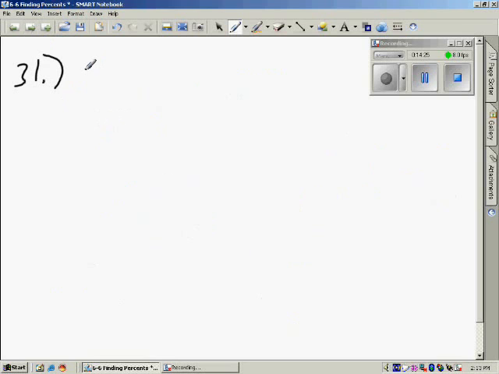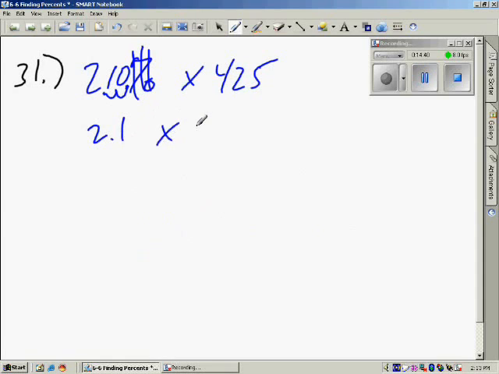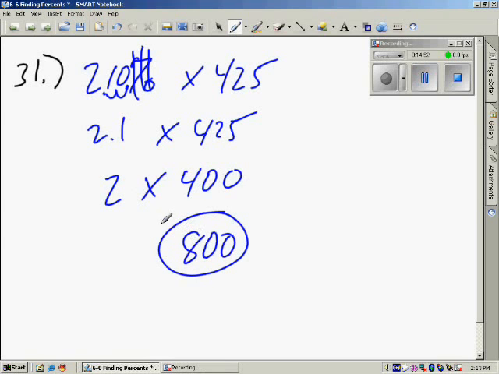31. You have 210% of 425. Okay? You want to get that percent off. Take it off and move the decimal left 1, 2. You get 2.1 times 425. Now basically, if you estimate, 2.1 is just 2 times 400, because you're estimating 425. So what do you get? 800. That's your estimated answer.